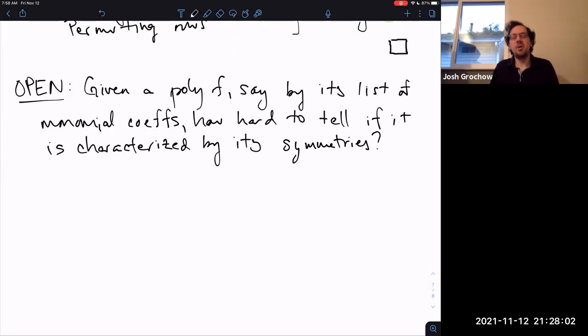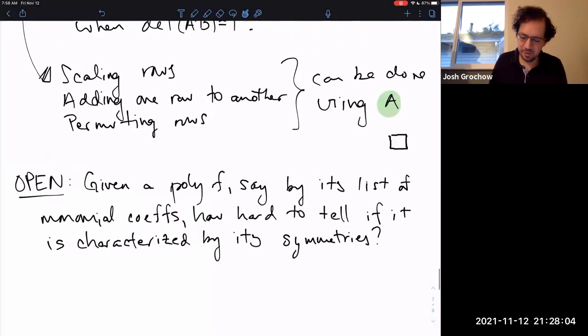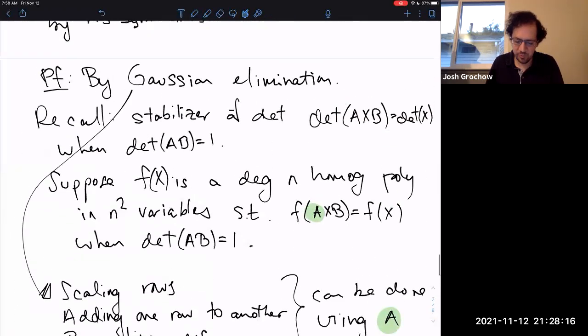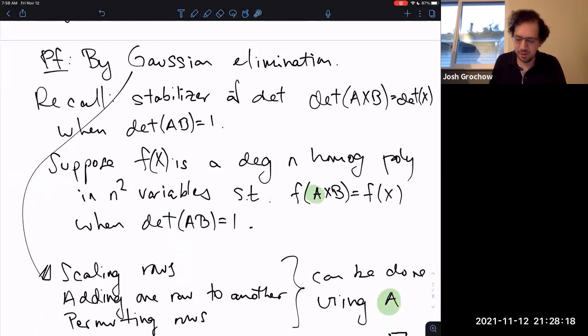One thing I'll mention here is, in the case of the determinant, it's actually not too hard, because it's not only characterized by its symmetries, but it's characterized by its continuous symmetries, by the identity component of its stabilizer. You don't need the finite part. You don't need the transpose, right? Like in this proof, when you do your proof by Gaussian elimination, you never need to use transpose. Transpose actually comes for free, which is kind of interesting, right? If you have a polynomial with these symmetries, it automatically also has transpose as a symmetry. That's kind of interesting.